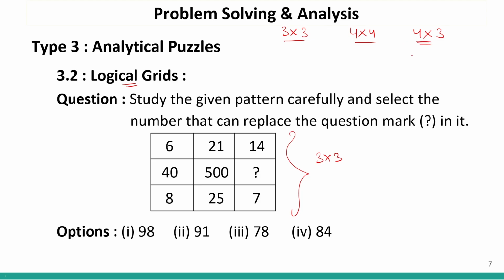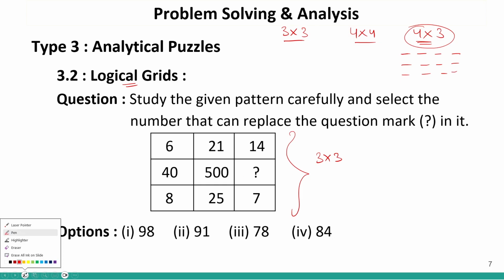And a 4 into 3 grid can either look like this: 1, 2, 3, so this has 3 columns and 4 rows. Or you can get something like this, that is 4 columns and 3 rows. So this is also possible. So either of these 3 possibilities are there when it comes to logical grids. You can get a question from any of these types.